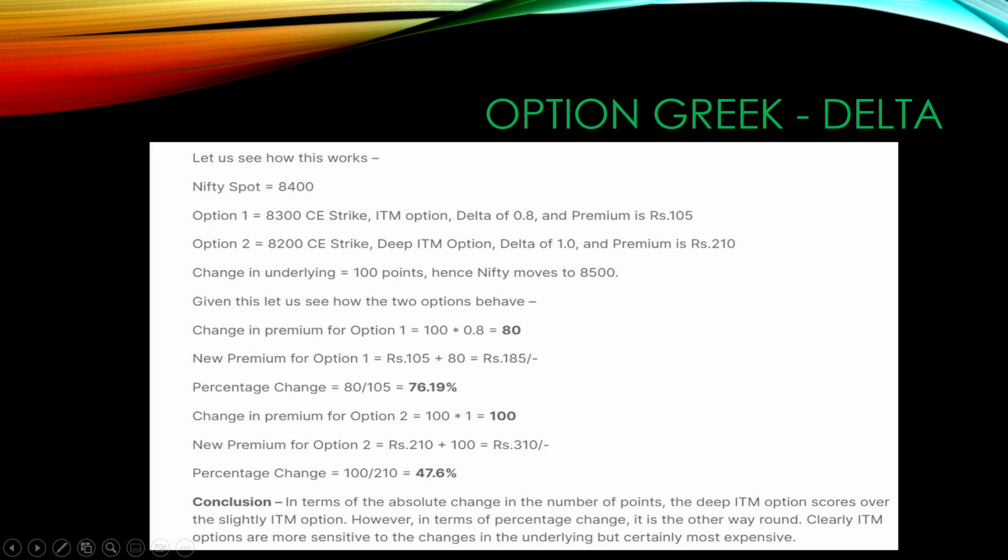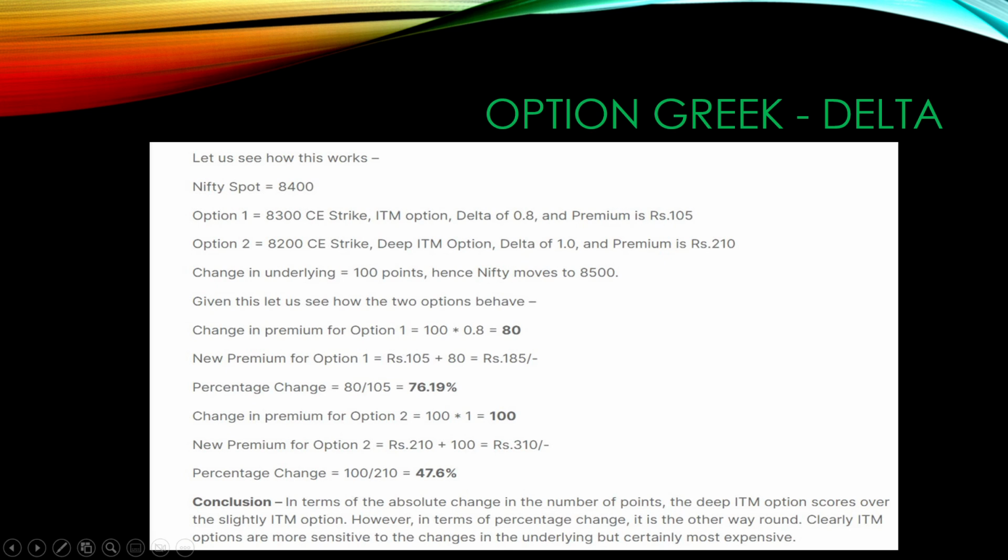So let's see what is the actual scenario, how option premium is calculated. Change in premium for option 1. Option 1 is at 8300 strike price. 100 points into 0.8, so here it is 80 rupees premium. You bought it at 105. So 105 plus 80, your premium is now 185. You made a profit of 80 rupees here. And percentage change is 76.19.